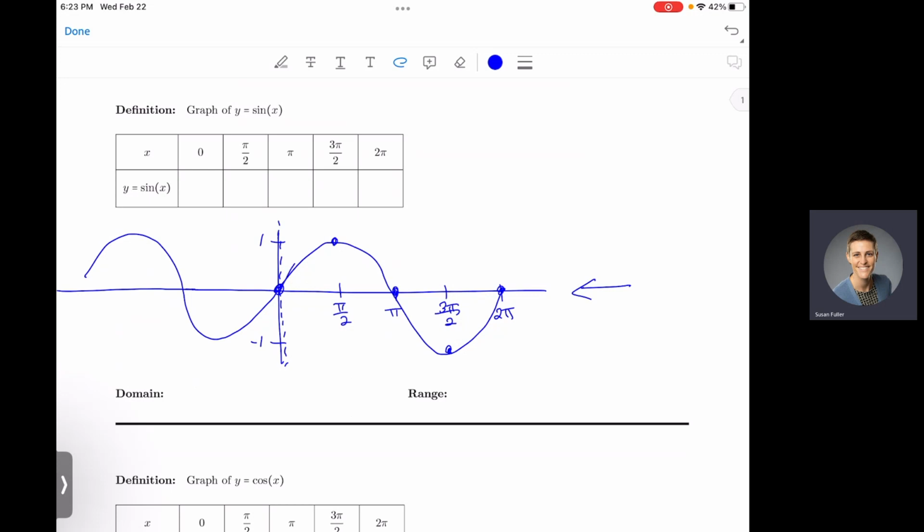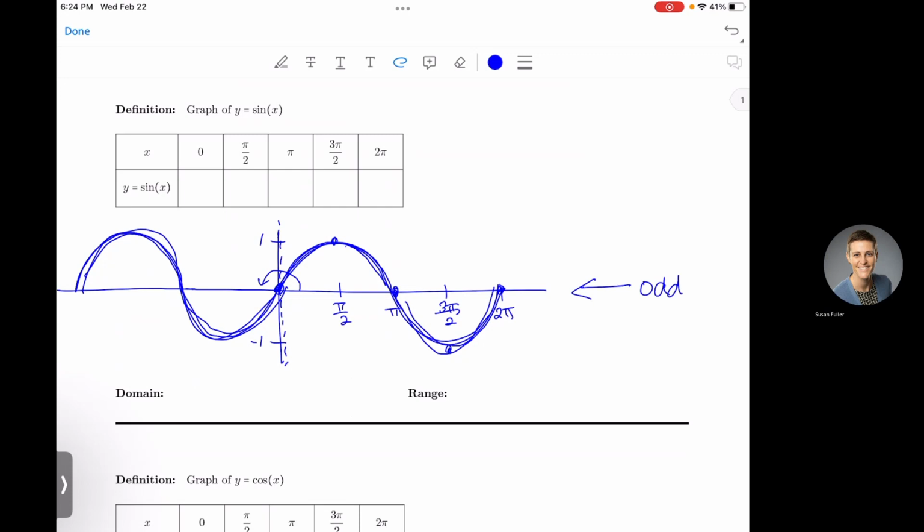If I take this right side of the graph and I rotate it 180 degrees around the origin, do you see that when I rotate this around, this hump here is going to rotate around and it's actually going to be right here? And this side, when I rotate it around, it's going to come and be up here. So we have rotational symmetry around the origin. Sine is an odd function.